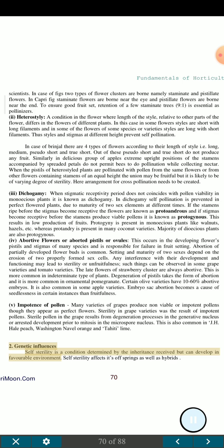2. Genetic influences. Self-sterility is a condition determined by the inheritance received but can develop in favorable environment. Self-sterility affects its offspring as well as hybrids.